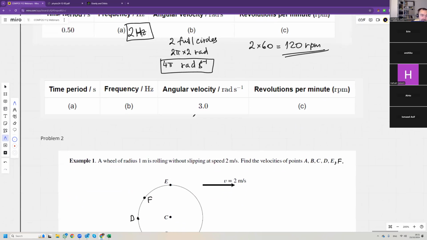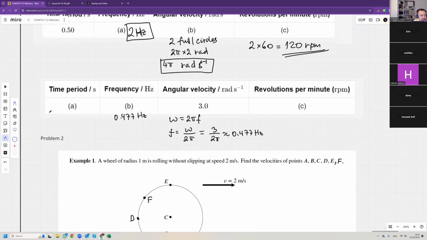Okay, what if the angular frequency is 3 radians per second? What is the frequency? What is the time period? Well, remember we have angular velocity is 2 pi f. That means frequency is omega divided by 2 pi, which is 3 divided by 2 pi, which is approximately 0.477 hertz. So the answer is 0.477 hertz.